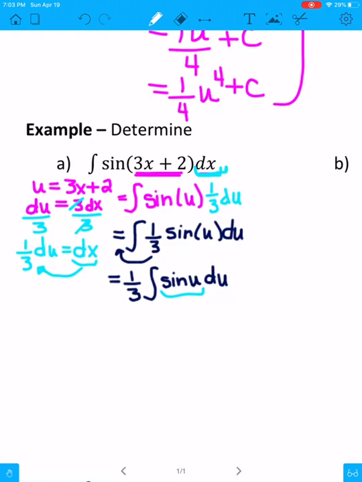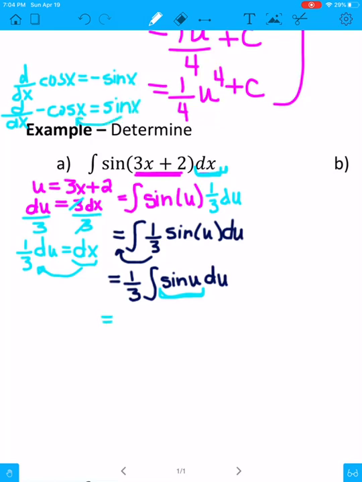Well, what's the antiderivative of sine u? Well, the derivative of cos x equals negative sine x. So negative sine x, the antiderivative is cos x. I don't want negative sine x, I want sine x. So then I can just rewrite it again. d over dx of negative cos x would actually be sine x. So the antiderivative of sine x is negative cos x.